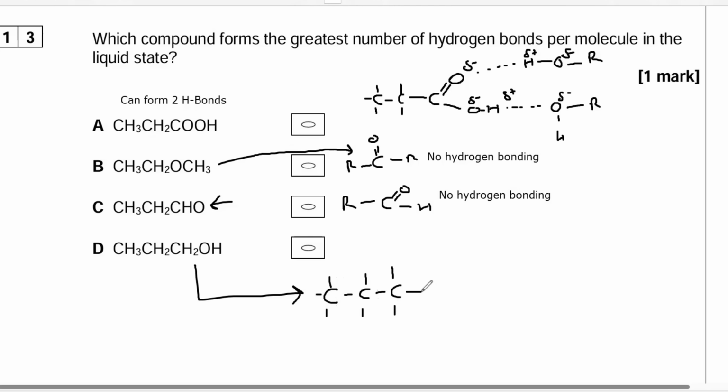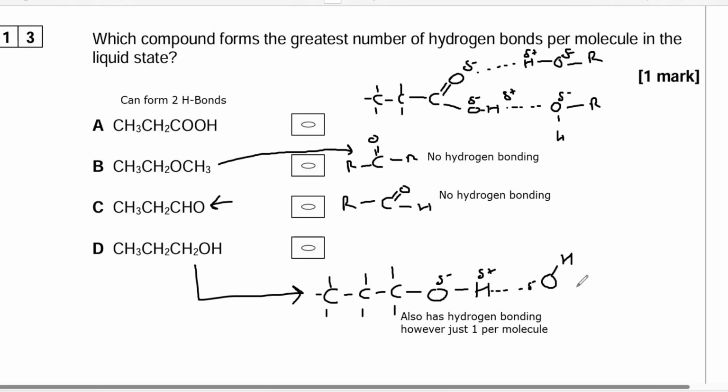Now, this one will have hydrogen bonding. This is propanol, so they're all propans, these. You will get hydrogen bonding, but of course, if you just have propanol molecules, you're only going to get one hydrogen bond formed between each two alcohol molecules. So this can chain onto another propanol, and that can go on to another, and so on. Essentially, there's only one hydrogen bond formed per molecule. So there's only one point of hydrogen bonding here.